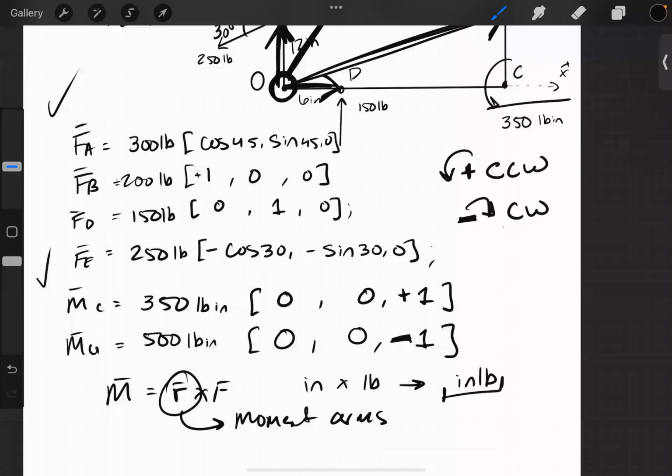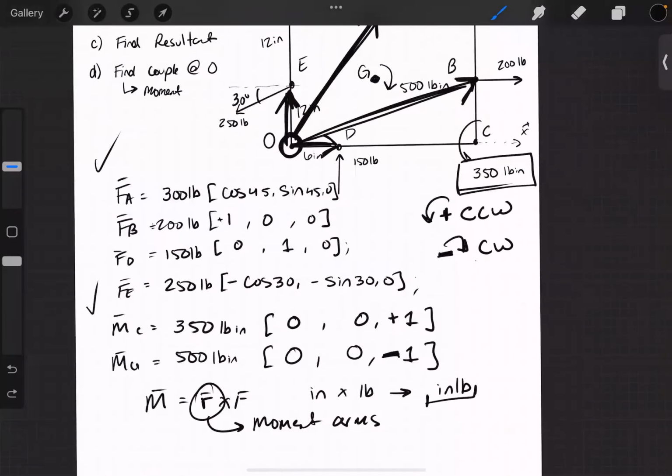These units that we're giving are inch-pounds, so it's already been really nicely packaged for us. We don't need to add on another distance. We can just push that moment right onto point O if we would like to think about it that way, and add it up with all of our other moments. So we don't need a moment arm for the moments, only the forces.